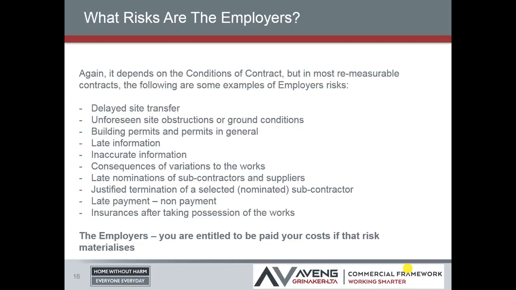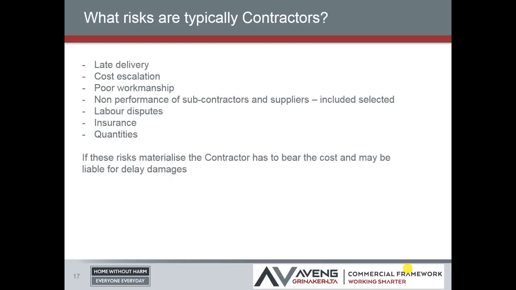So if you've accepted a nominated subcontractor who is not performing and you validly determine under some standard forms, the employer is obliged to renominate and you're entitled to an extension of time, but only on valid termination or justified termination. You've also got late payment. Obviously, as an employer, one of your fundamental duties is to pay the contractor, and then insurance is after taking possession of the work. If the employer takes possession of a site, however temporary or trivial, generally he becomes responsible for that. So, as employer's risks, if they occur, you are entitled to be paid your cost if that risk materializes. So what risks do you as the contractor then typically carry?